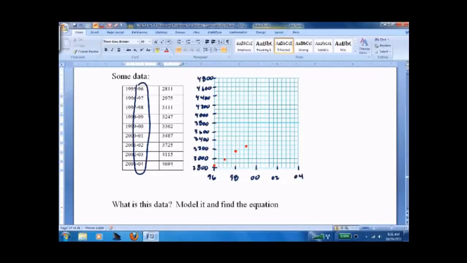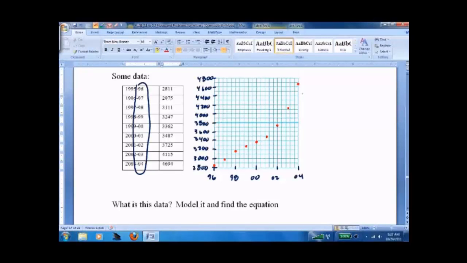00, about there. 01, about there. 02, a little bit of a jump there. 03, and 04. Now that data definitely has a curve to it, but it has some linearity, so we're going to give it a shot. See if we can find a curve that fits through.